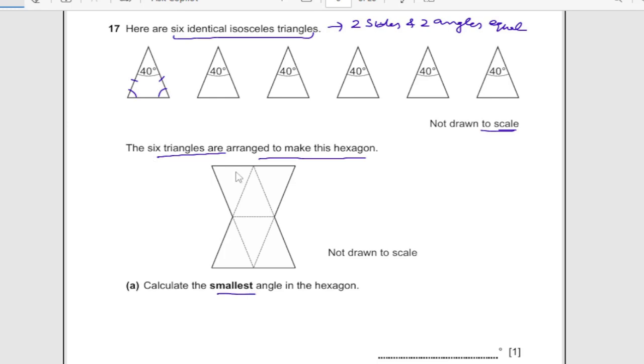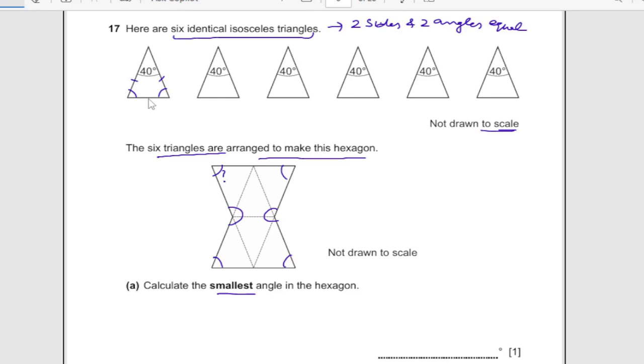So the hexagon angles are these angles, right? This angle, this, and then this angle from here to here, this and this. As you can see, this is a reflex angle. So the smallest angle is going to be this angle here. So it can be found from this diagram.